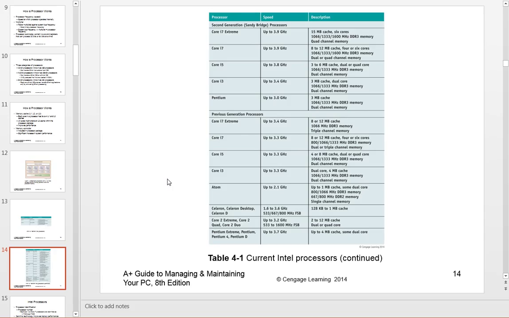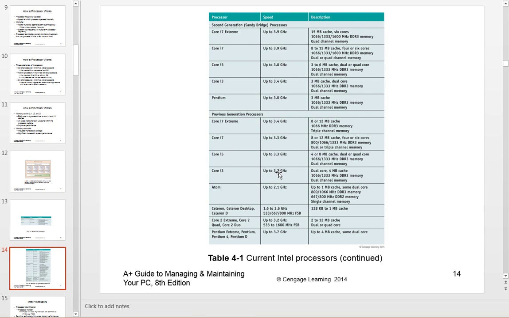Here's some more that you can look at. These are also in your book if you'd like to look through these and what their previous ones were. You have your second generation and then your previous ones. So everything's an improvement on the last. So we've been dealing with Core i3 for several years now, and they just keep expanding. You can see the difference here.